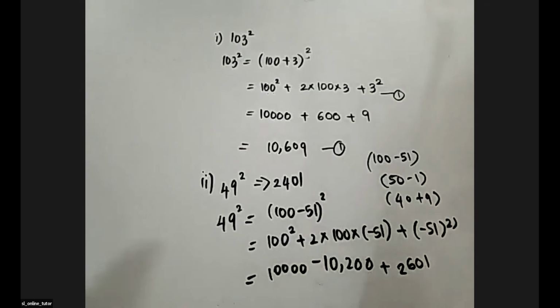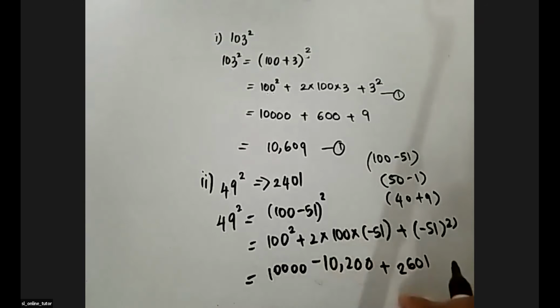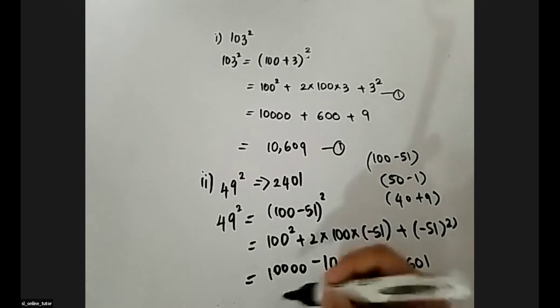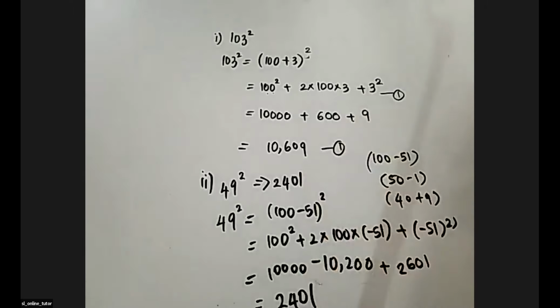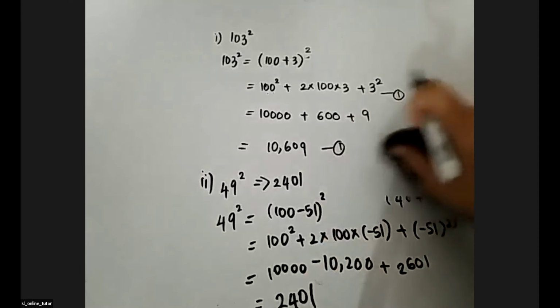2,601. Okay, now when you add 10,000 plus 2,601, you are getting 12,601. From 12,601, when you subtract 10,200, you are getting the answer 2,401. This answer is correct. Okay, now we'll come to another method, which is called the 50 minus 1 method.